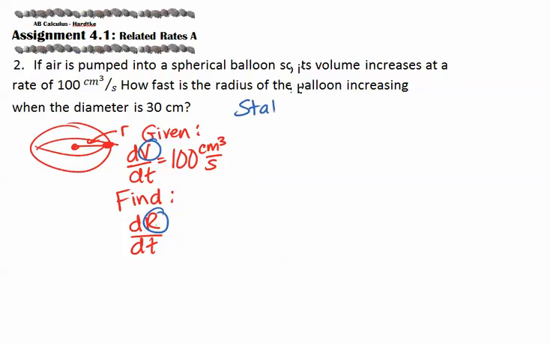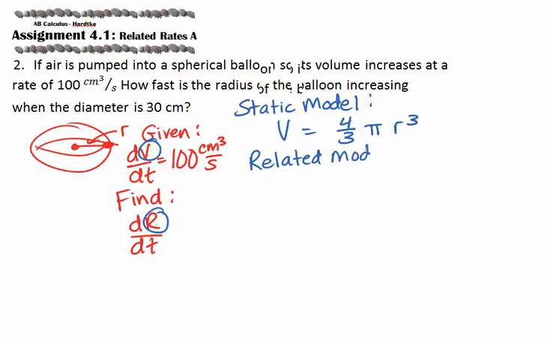So we have a static model from geometry that will work for the volume of a sphere, 4/3 pi r cubed. And when we differentiate with respect to time, we will come up with our related rates model, and it will show how dV/dt is related to dr/dt. So I'm going to do a d/dt, differentiate each side with respect to time. So I get a dV/dt on the left side.